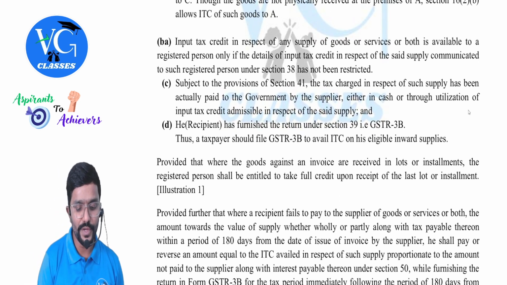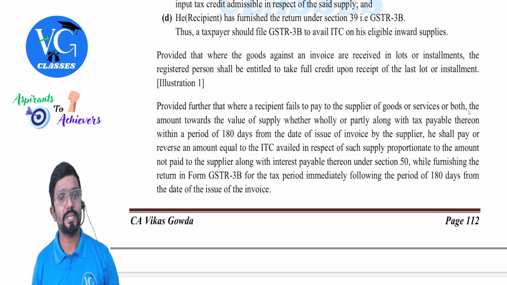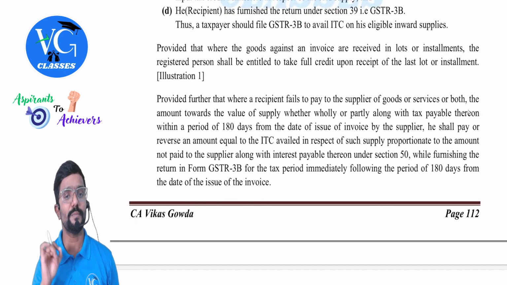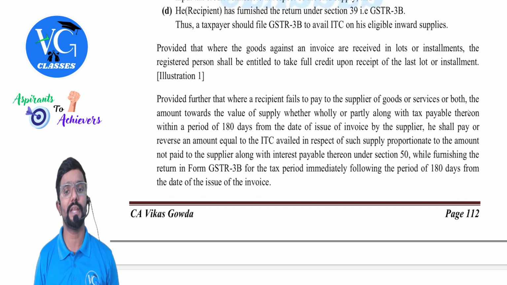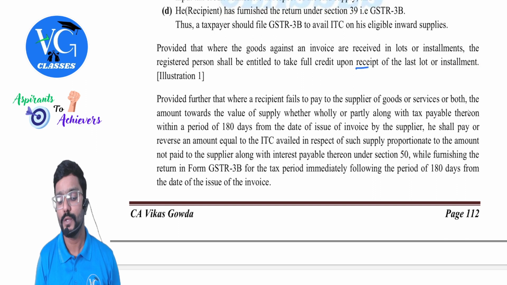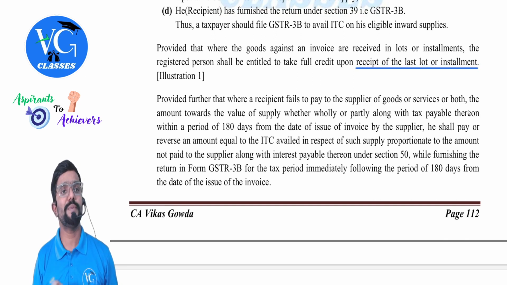Then there is one proviso here. This proviso, let me read it. Provided that where the goods against an invoice are received in lots or on installments, the registered person shall be entitled to take full credit upon receipt of last lot or installment, guys. So if the goods are received in lot or in installment, the recipient can claim full credit when last lot is received.